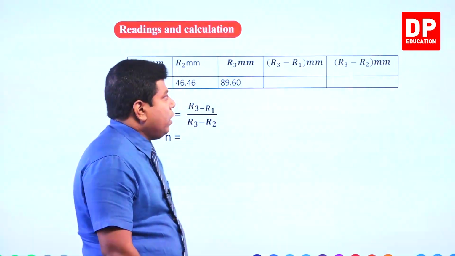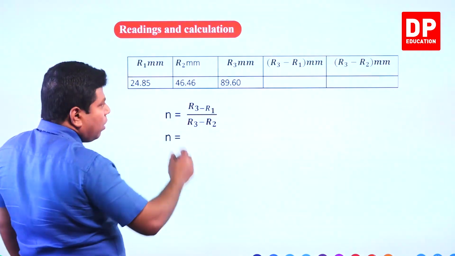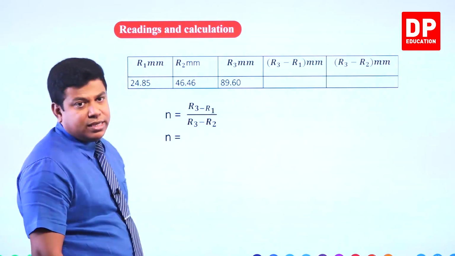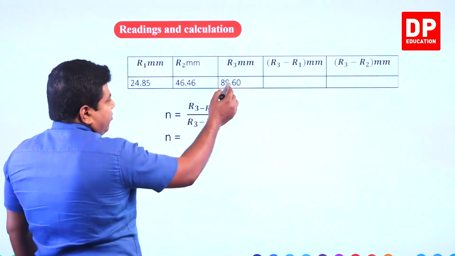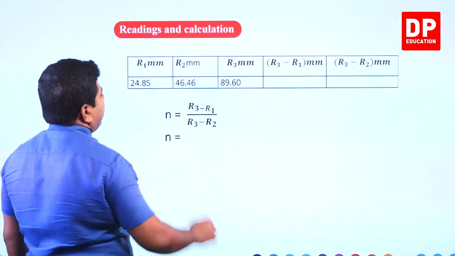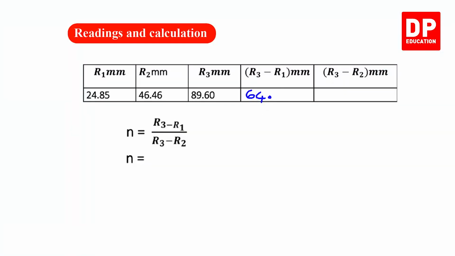Now, see, these are the readings we have got. R1, R2, R3 in millimeters, we have got these readings. R1 is 24.85, R2 is 46.46 millimeter, R3 is 89.6. R3 minus R1, you have to subtract this, right? So that will be 89.6 minus 24.85, which is 64.75. Similarly, R3 minus R2, 89.6 minus 46.46, you will have 43.14.